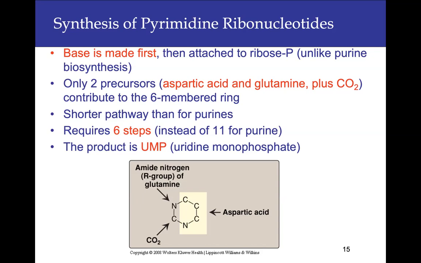In this case, it only requires 2 precursors. Previously in purine synthesis, we needed a lot of products. We needed 3 different amino acids, we needed tetrahydrofolate and we needed carbon dioxide. In this case, we have only aspartic acid and glutamine plus CO2. And you're ending up with a 6-membered ring. The pathway is shorter, only 6 steps, and the product is UMP in this case. UMP is your parent nucleotide. It is what can be used to form CMP and TMP, right?